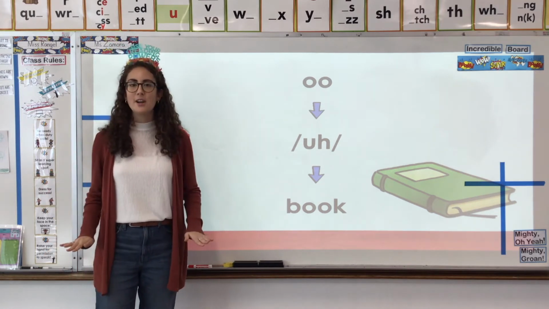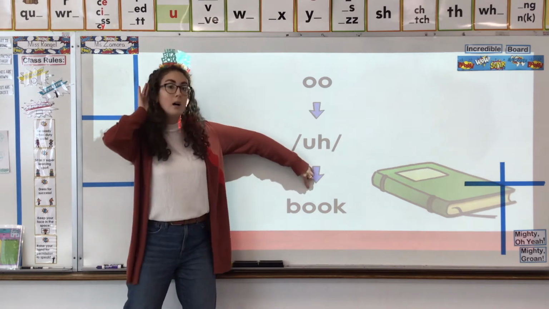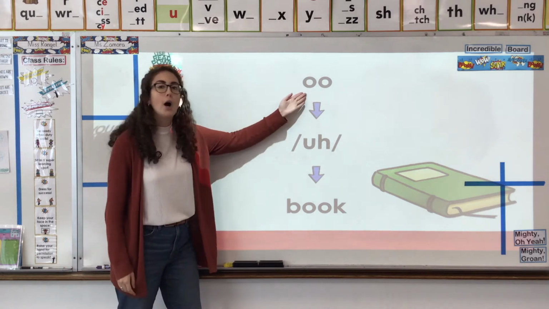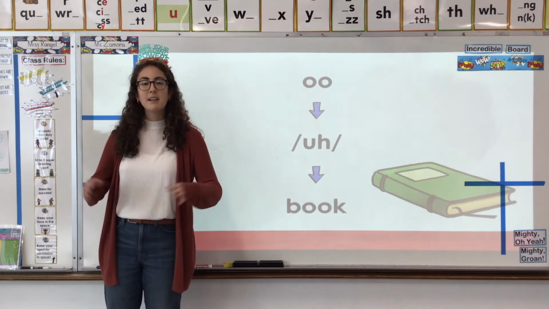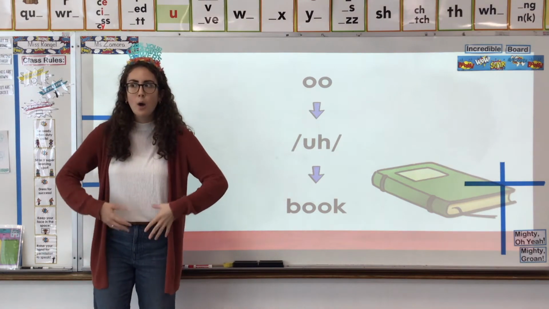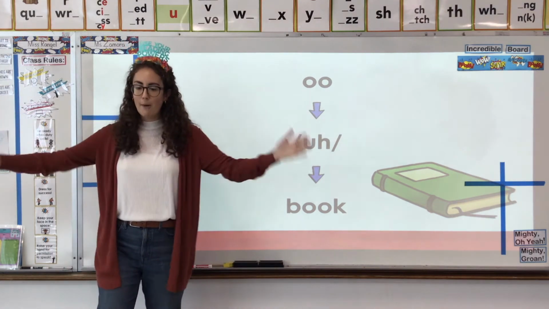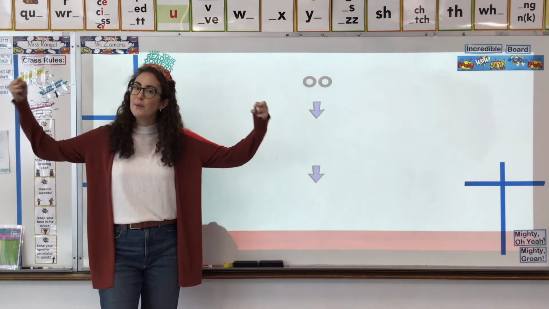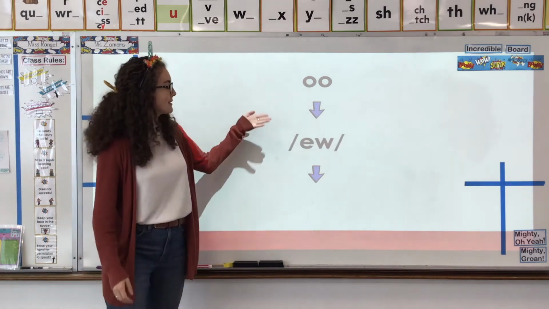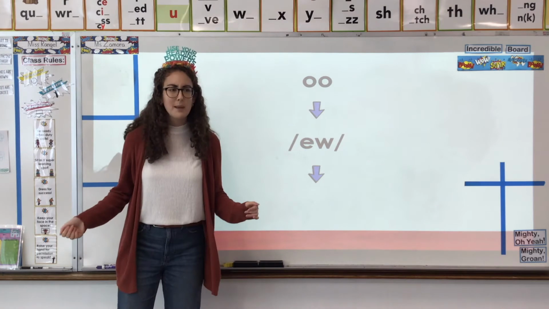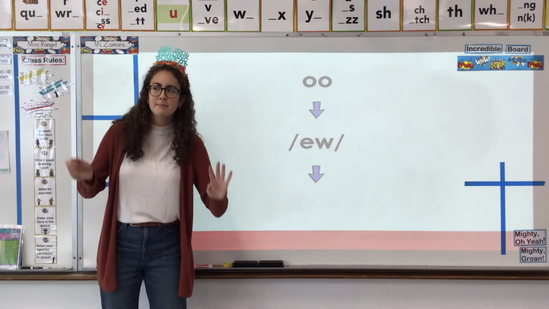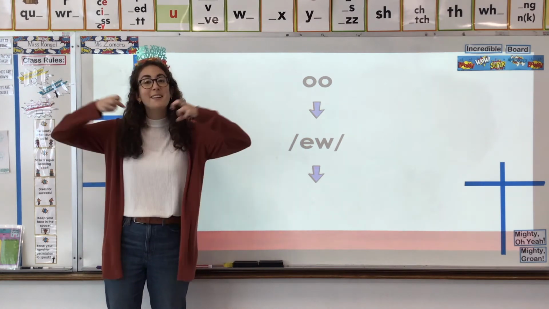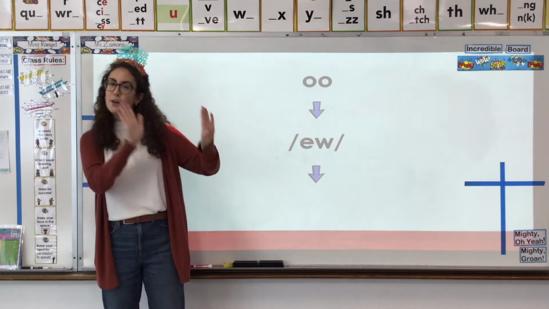Mirrors down. Good job. So when we hear uh in a word, that's telling us this is the short sound for O-O. So if we know the short sound is uh, what's the long sound for O-O? So the second sound O-O is going to make is what we call the long sound. And that sound is ooh. Can you say that with me? Ooh. One more time. Ooh. Like if you really don't like something, ooh. So the long sound for O-O is ooh.